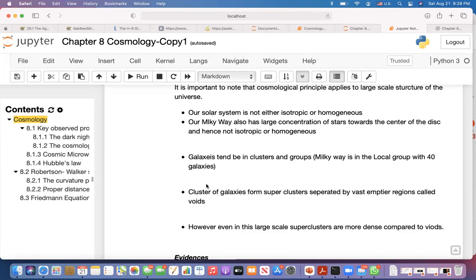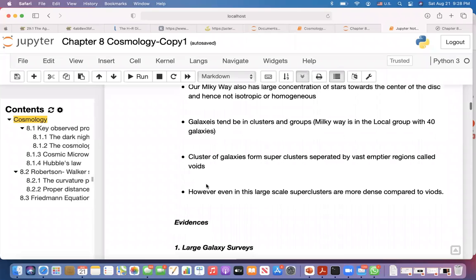Now, if you go into the next level, which means the cluster of galaxies, they actually form superclusters, which are separated by vast empty regions called voids, right? Now, even on this large scale where you have superclusters, superclusters are still more dense compared to the voids, right? So void means these empty regions between superclusters, right? And because of that, even at that scale, you cannot directly tell that the universe is isotropic or homogeneous. You actually have to go into the next level.